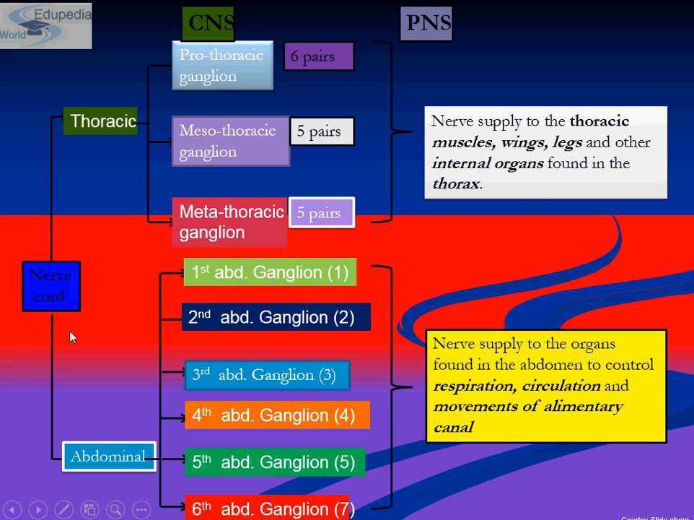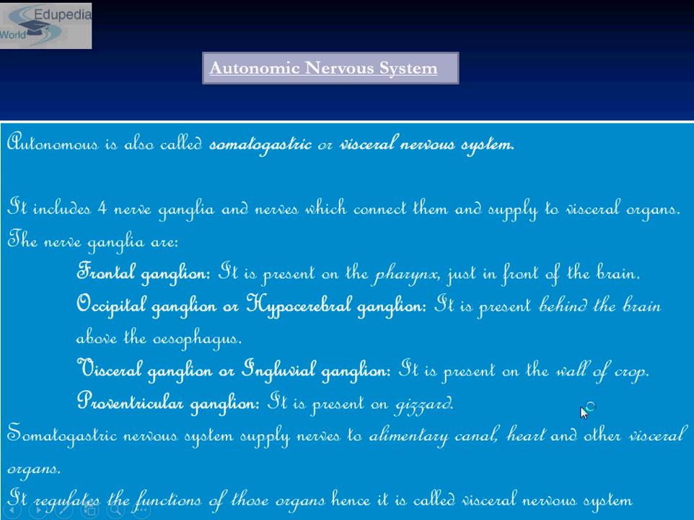Then comes the abdominal part. As I have told you, 6 ganglia are present: first abdominal ganglion, second abdominal ganglion, and so on in series. They supply the organs found in the abdomen to control respiration, circulation, and movement of the alimentary canal. So three types of nervous systems are formed: central nervous system, peripheral nervous system, and autonomic nervous system.